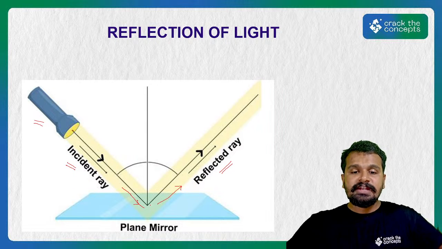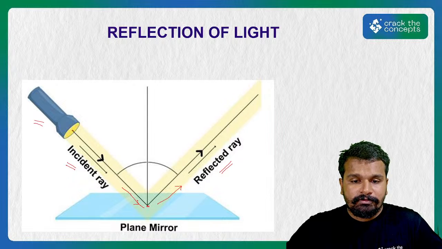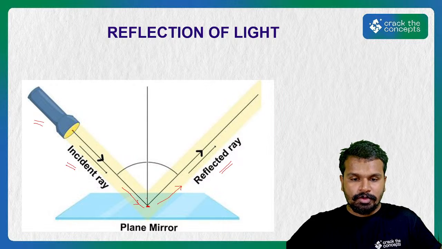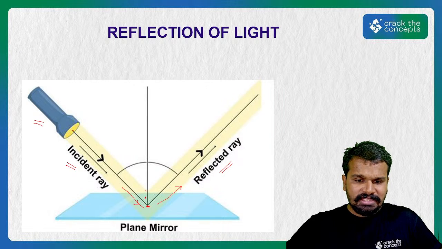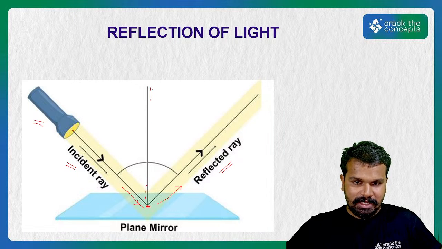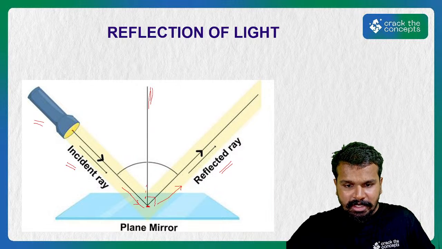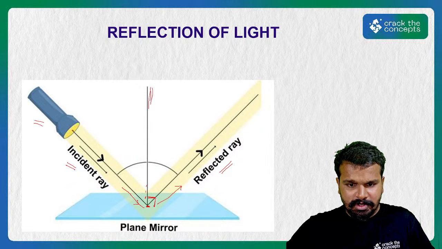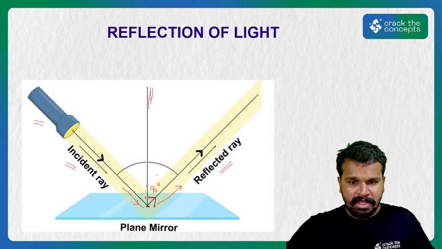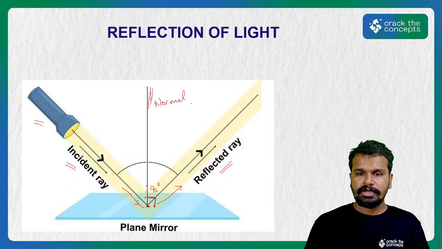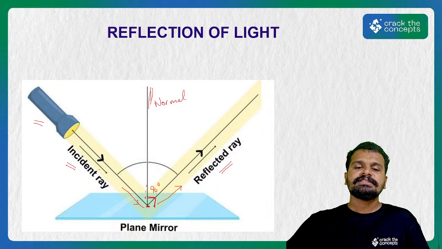Now from the point where the incident ray got incident on the surface, we will draw an imaginary line that is perpendicular. You can see this black line here. This is an imaginary line, but you have to keep in mind that it is perpendicular to the surface, which means it is at 90 degrees. We call it the normal. Understood? Clear?